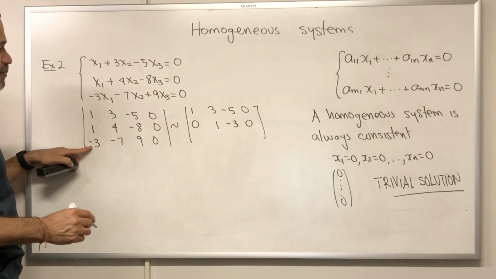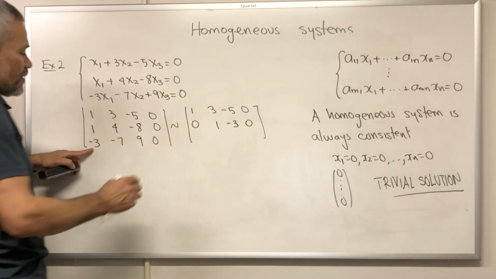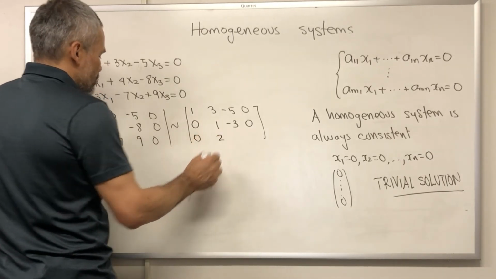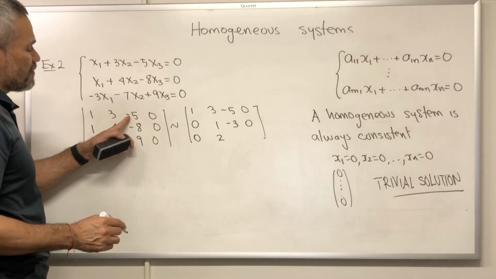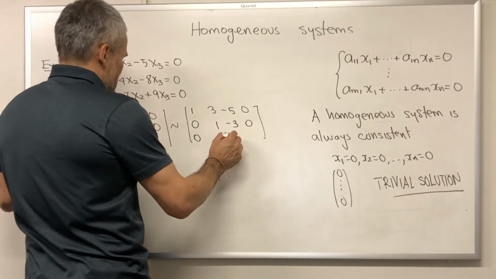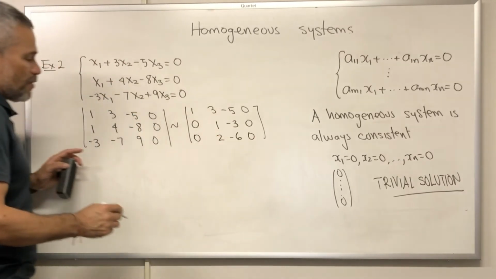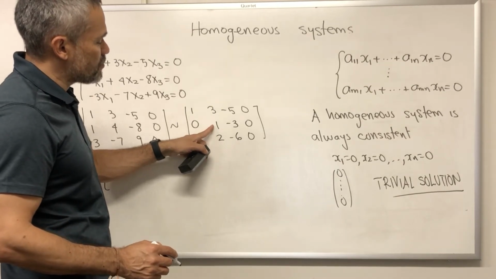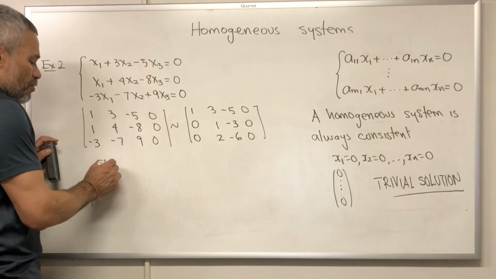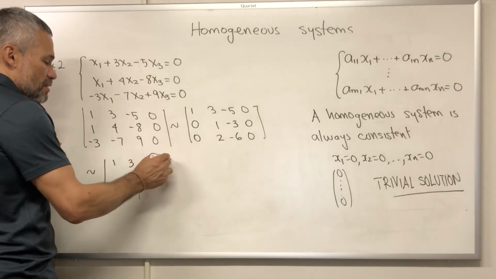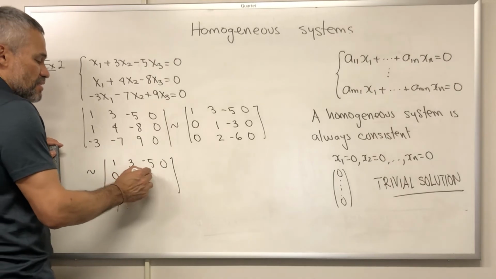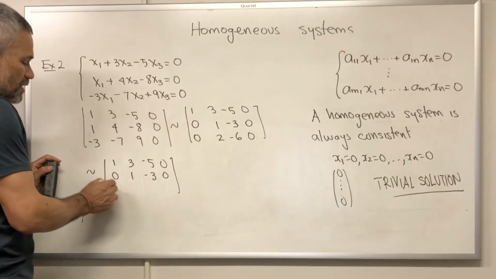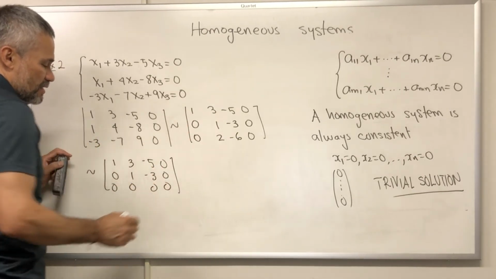For row 3, I'm going to replace row 3 with 3 times row 1 plus row 3. Here I get 0. 3 times 3 is 9, minus 7 is 2. 3 times negative 5, negative 15 plus 9 is negative 6, and then 0. Now I'm going to replace row 3 with negative 2 times row 2 plus row 3. Row 1 is not changing. Row 2 is not changing. And row 3, when I do negative 2 times 1 plus 2 is 0. Same thing here, and we get this.